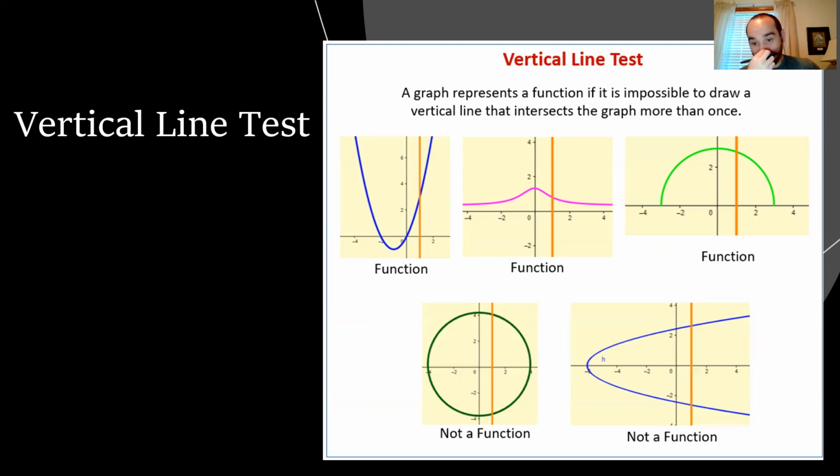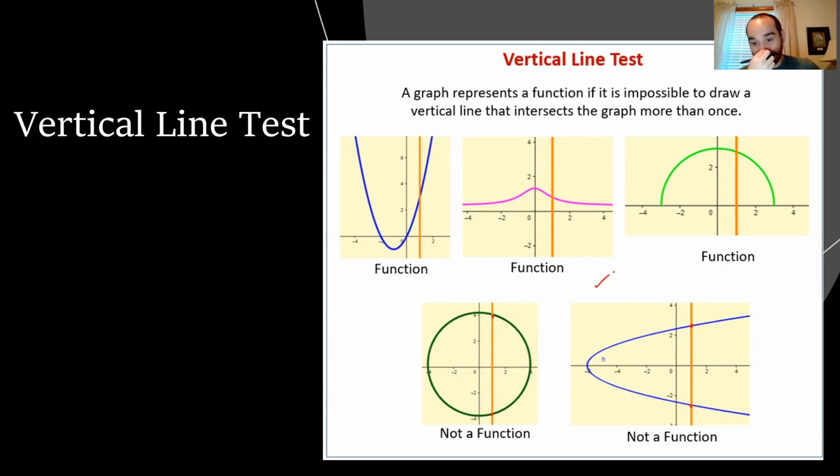So when you're doing the vertical line test, as you can see on these, you just draw a vertical line, and if it crosses in 2 points, like it does in these 2 bottom ones, so it crosses here and here, that means you do not have a function, and this one crosses here and here. So these are not functions, but all 3 of these ones are.